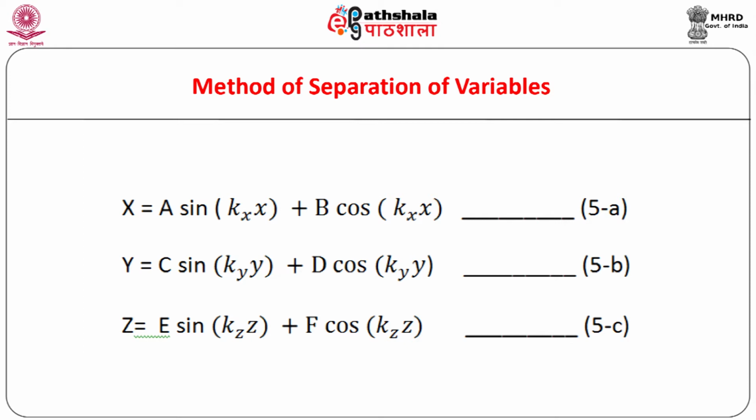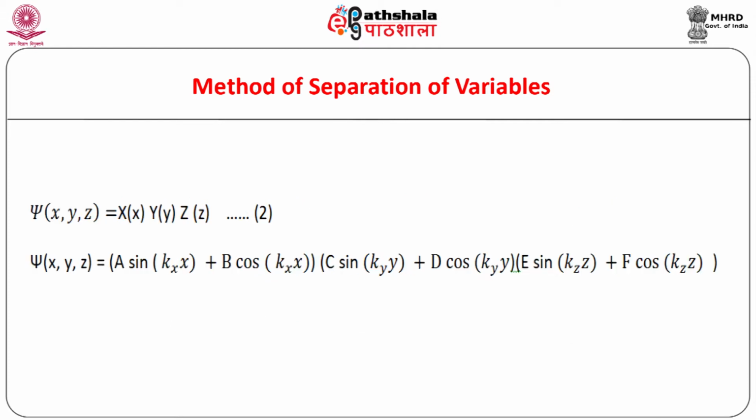The solutions of ordinary differential equations 4a, 4b and 4c are given by the expressions phi a, phi b and phi c as shown. Equations phi a, phi b and phi c give the desired solution of psi in equation 2. This completes the general solution of Helmholtz equation in rectangular coordinate system.